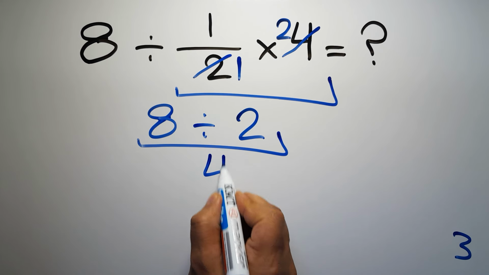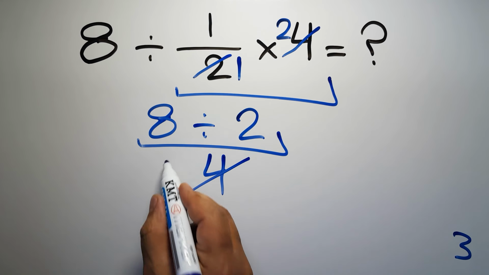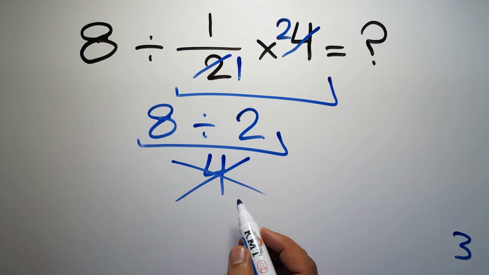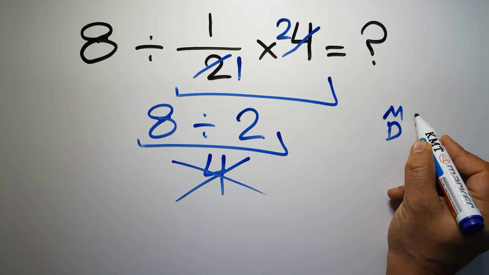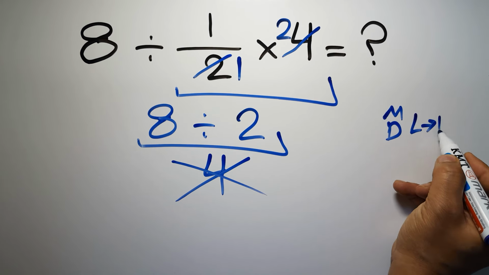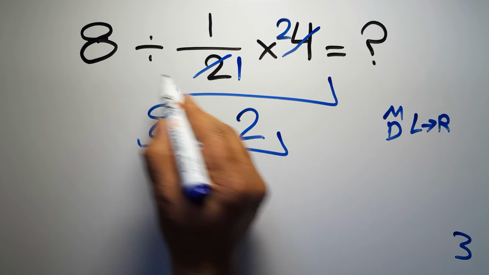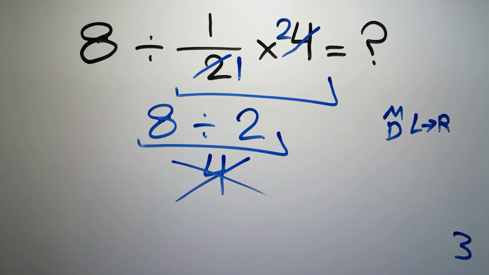equals 4. But this answer is not correct, because according to the order of operations, multiplication and division have equal priority, and we have to work from left to right. So here, first we have to do this division, then this multiplication. If we do this multiplication before this division, it is wrong.